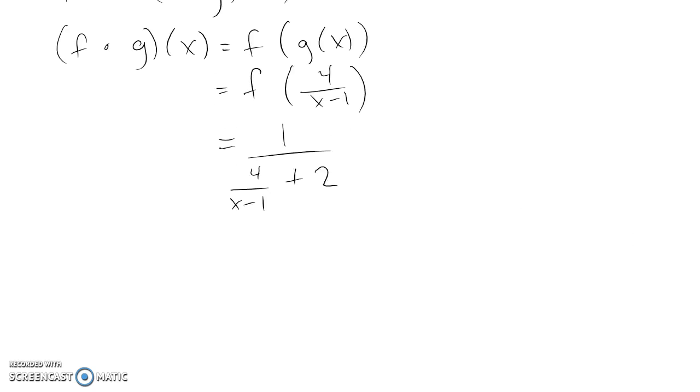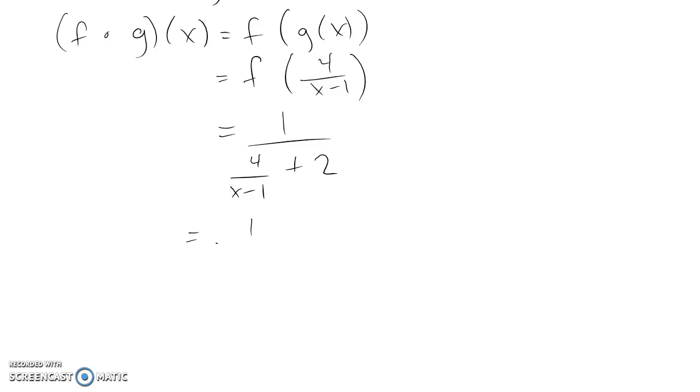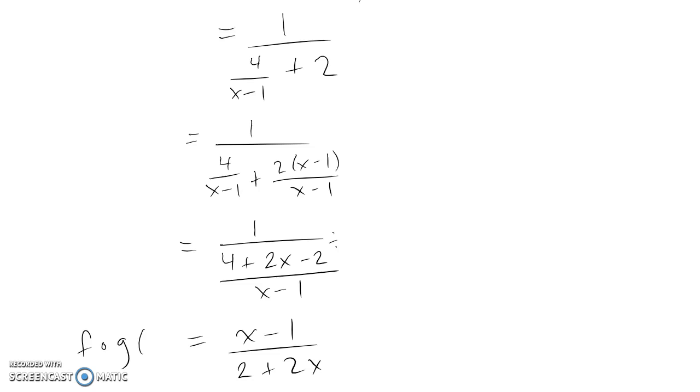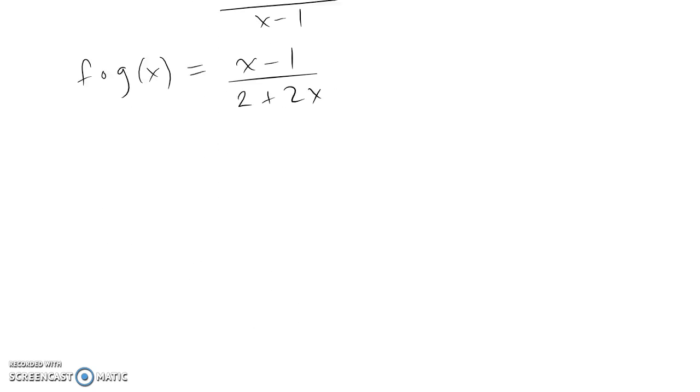Now we do need to simplify this because it's not in a very simple form. Working in the denominator, if I want to get a common denominator between those two terms, it's going to be x minus 1, so I need to multiply by x minus 1 on the top and x minus 1 on the bottom of the 2. Then we can add the numerators, and I'm going to distribute while I'm at it: 4 plus 2x minus 2 over x minus 1. Here 1 is being divided by this fraction, so that's 1 times its reciprocal, which is just its reciprocal. Combining the 4 minus the 2 gives 2 plus 2x, so this function, f of g of x, is x minus 1 over 2 plus 2x. So I've found the composite function.